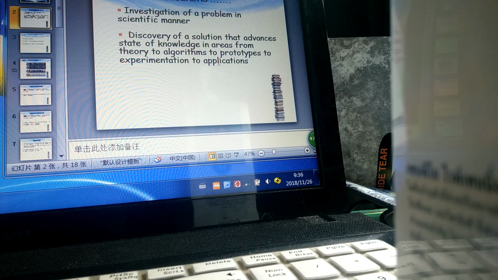Research is investigation of a problem in scientific manners and is also a process used to collect and analyze information to increase our understanding of a topic or issue. Research is a discovery of a solution that advances knowledge in areas from theory to algorithm to prototypes to experimentation to application.